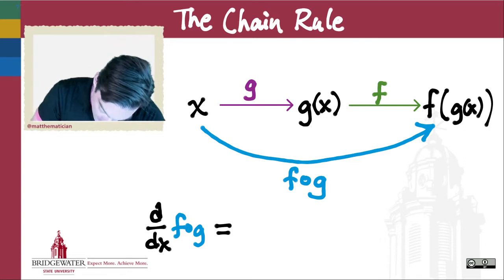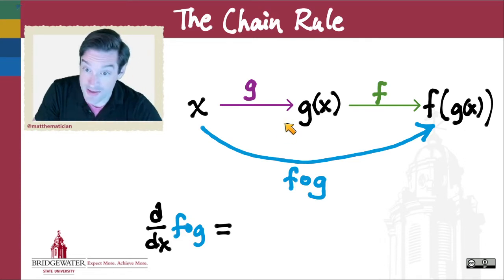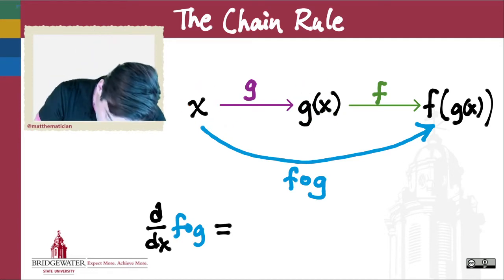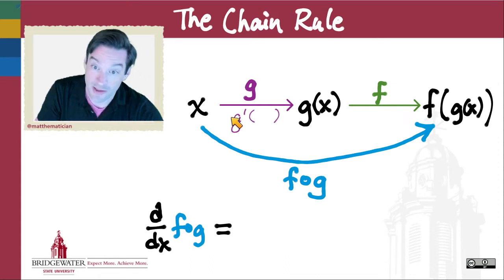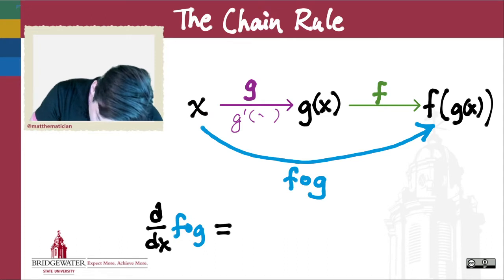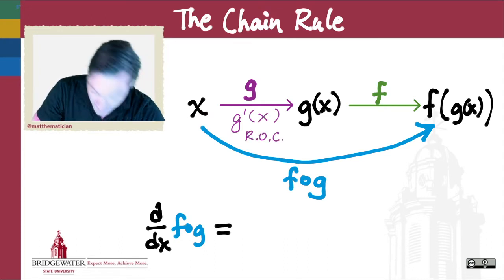So the function g has a rate of change that quantifies how this output changes as a proportion of changes to this input. And so there's a derivative that exists along this first step that we would call g prime. And that derivative is going to be evaluated at the input that the function is getting. So the rate of change here is g prime of x. I'll say that that's my rate of change, ROC.